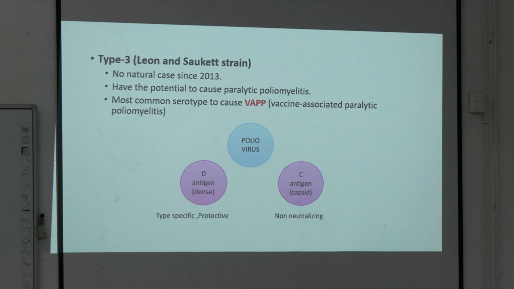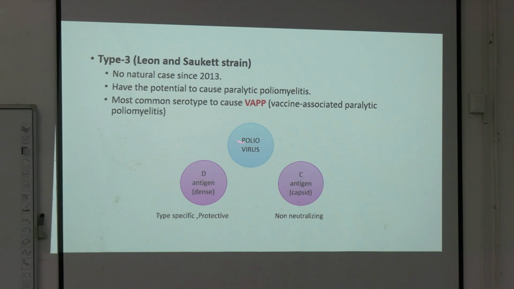Next, the third type is called the Leon and Saukett strain. Jeta kina already the cases are less, so we don't have any cases since 2013. This strain is responsible to cause vaccine-associated paralytic poliomyelitis, VAPP. Okay? তাহলে টাইপ 2 and টাইপ 3 স্ট্রেনের ইম্পর্টেন্সটা বুঝতে পারলে, type 2 is the most antigenic one, type 1 is the most common one, and type 3 is mostly responsible for vaccine-associated poliovirus.